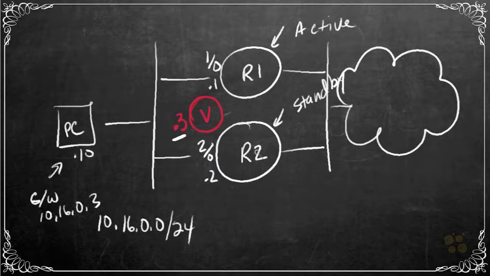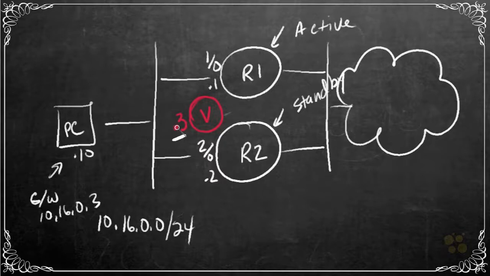But here's what R2 also says. I'm going to keep track of you. I'm going to send little messages and listen to your messages just to make sure you're okay. And if I don't hear from you, if you die, I will go ahead and assume that role. I will go active and I will support this virtual IP address. That is the concept behind FHRP, First Hop Redundancy Protocol.